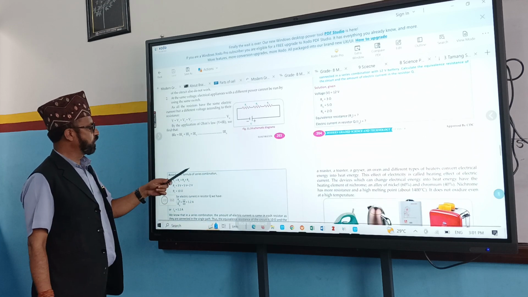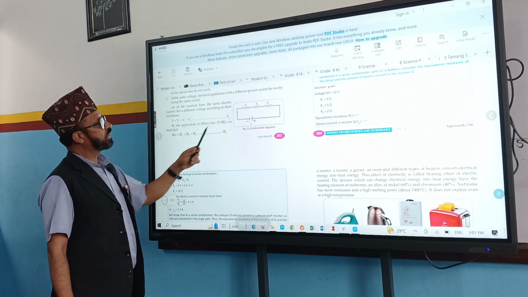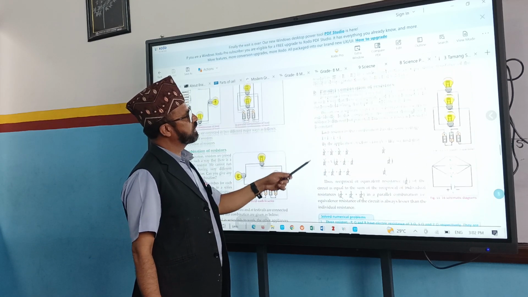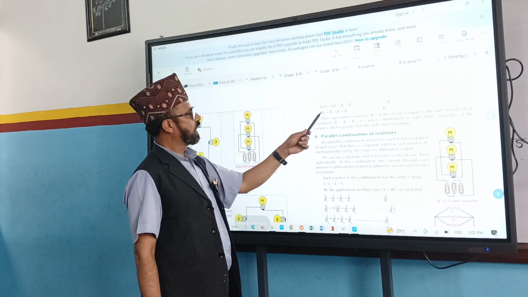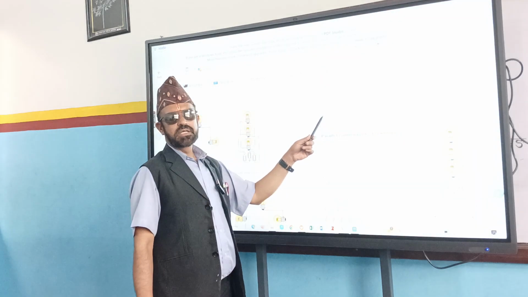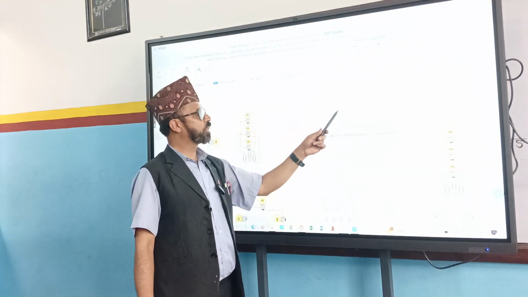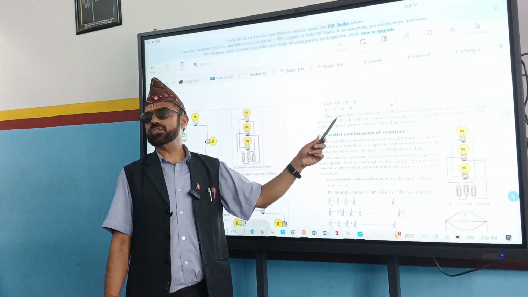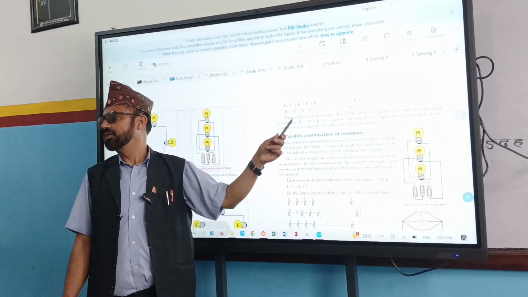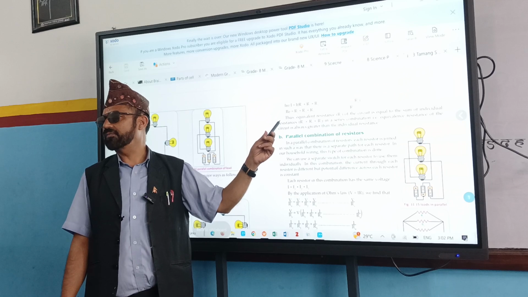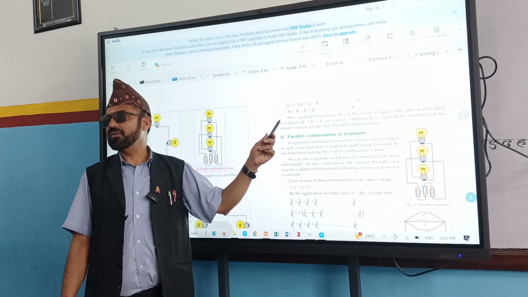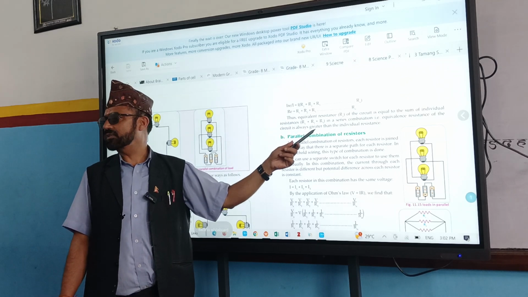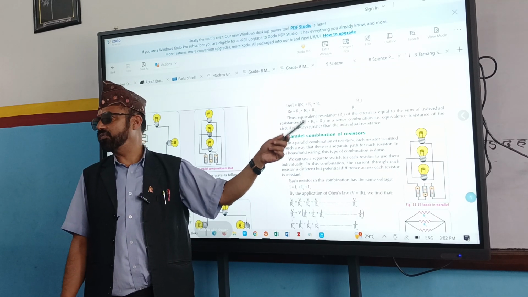And here is one formula. In case of series combination, total resistance Rs we can write equal to R1 plus R2 plus R3 plus ... plus Rn. It means total resistance is the sum of the resistances of all resistors. This formula must be remembered. What is the formula? Rs, the total resistance, equals the resistance of the first one, second one, third one, fourth one.